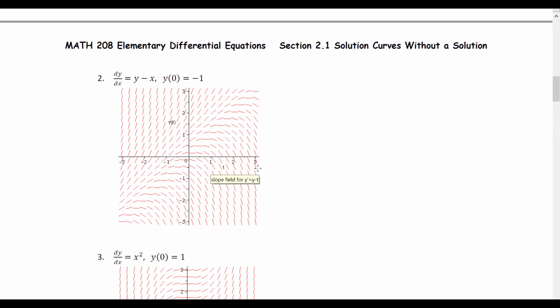Next example, dy/dx equals y minus x, where the initial condition is y at 0 equals negative 1, to generate this slope field. In this case, f of x, y is y minus x. If we want to sketch by hand, we just analyze where dy/dx equals 0, or where the slope is 0. Write the expression y minus x equals 0, or you can say y equals x. The position where y equals x will give the slope 0.